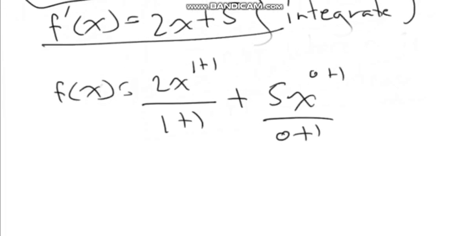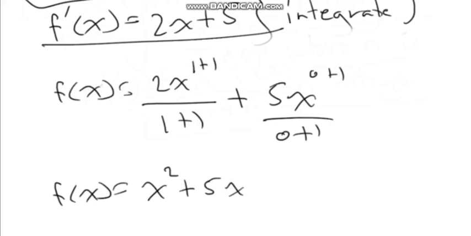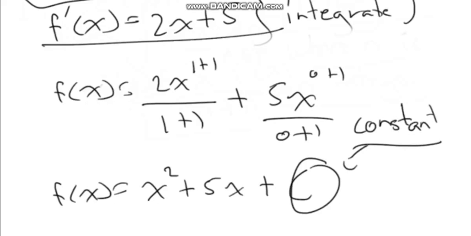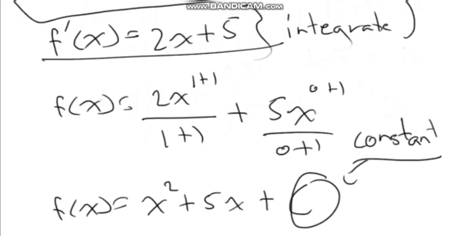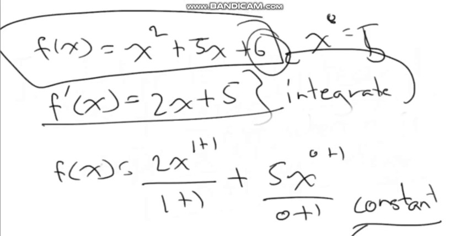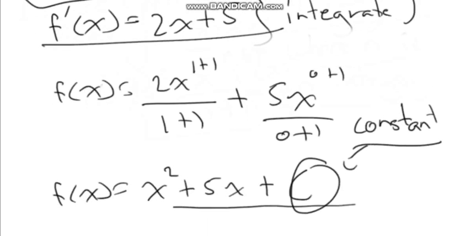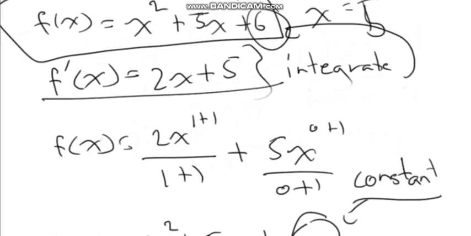And that's going to give us f of x equals x squared plus 5x. And note that every time you integrate a function, you're going to have this constant c. And this constant c, by the way, can be any value. So in this case, this c can be 6 here, which makes this similar to the original function, which is this one.